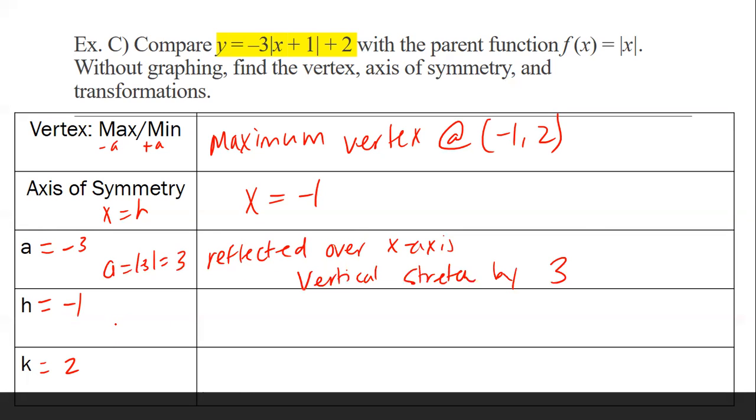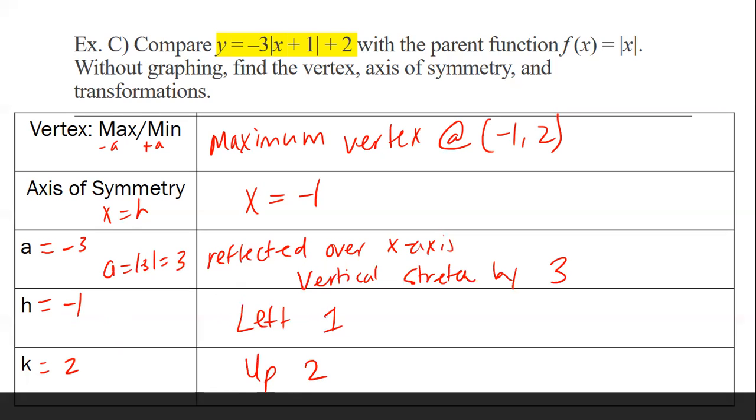What does -1 mean for the H? Remember, that's our left and our right. Did I go left or right? I went left 1 and I have a +2 for my K. So what does that mean? I went up 2.